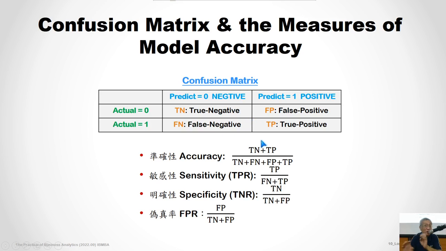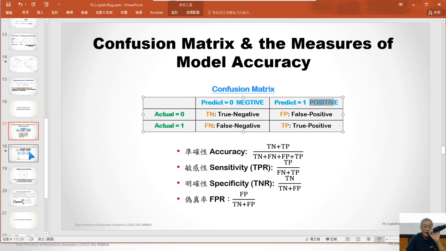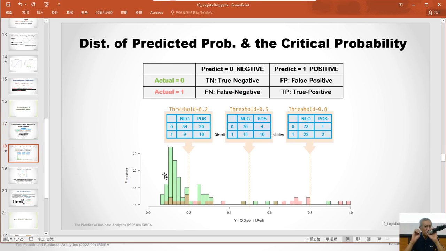And actually, four cases could happen. There are four different cases, according to the combination of the actual value and the prediction value. There are four possible cases, and you can put that in a matrix. And this matrix is called the confusion matrix. See that? Okay, so let's take a closer look at the confusion matrix.